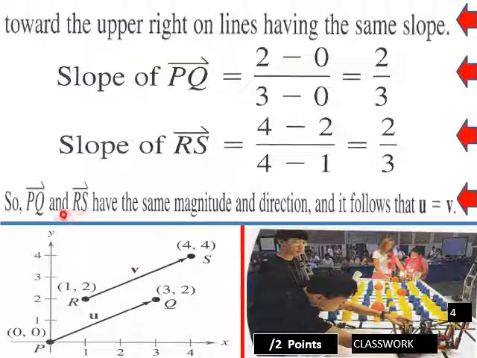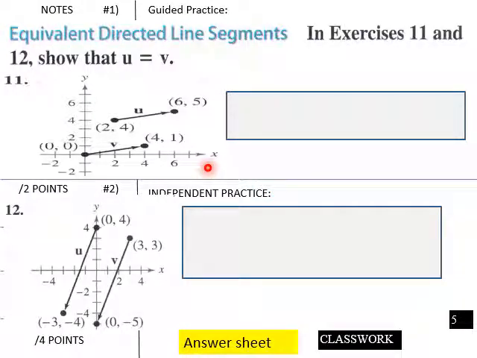So if two potential vectors have the same magnitude, which we found previously, and the same direction by slope, it follows that U equals V. So let's try one. In exercises 11 and 12, show that U equals V. So here's our U, here's our V, and down here, here's our U, and here's our V.